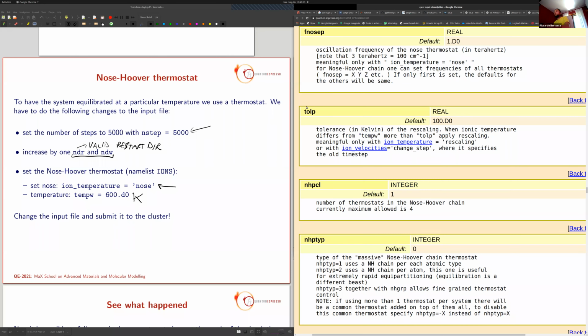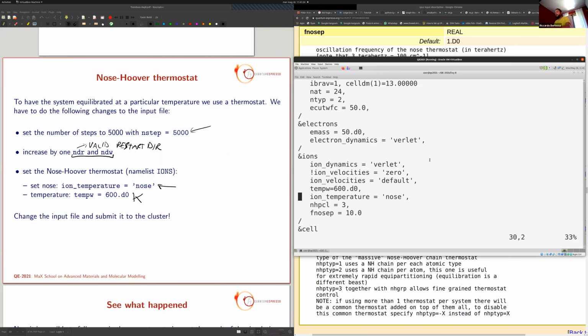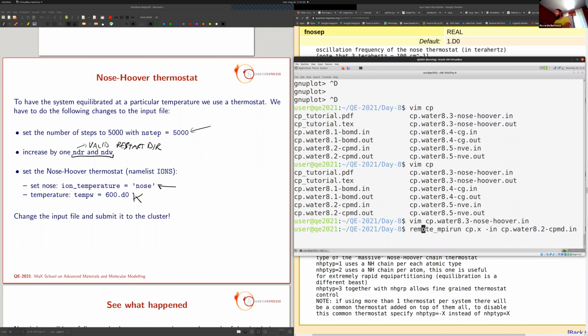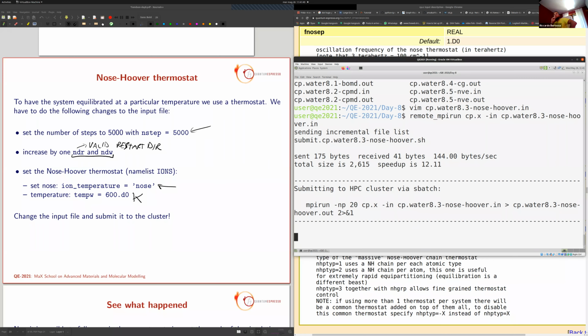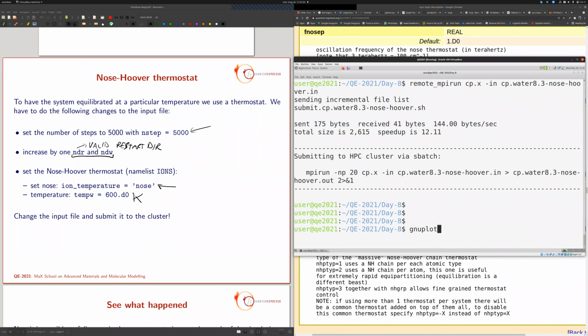Okay, so let's submit this to the cluster. Where is my information? So, remote MPI run, and it is step number 3, Nose-Hoover.in. It will take a little bit.